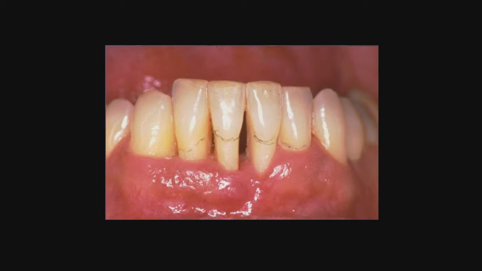We've saved the keratinized tissue, we've created health, but what we've created here is a class 4 recession, because if you did want to do root coverage on this, this would be an impossibility.